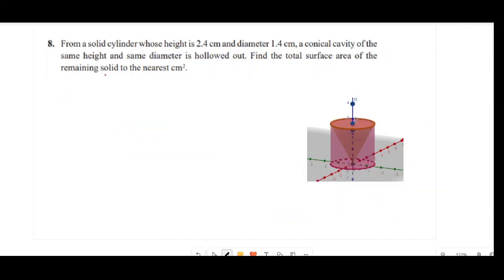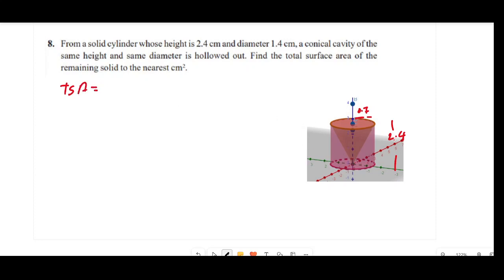Now find the total surface area is this question. From a solid cylinder whose height is 2.4 centimeter, it is given that the height is 2.4 centimeter, and diameter is given as 1.4, so 1.4 by 2, so 0.7 is the radius. Now a conical cavity of the same height and the same diameter is hollowed out. Find the total surface area of the remaining solid to the nearest centimeter square. Okay, so total surface area.